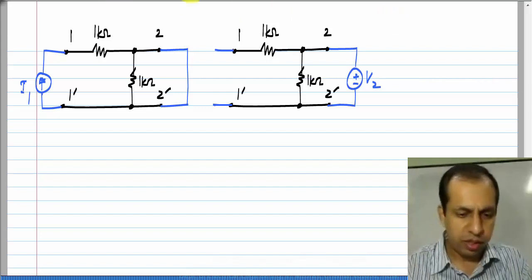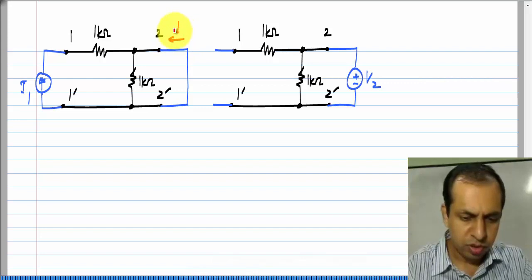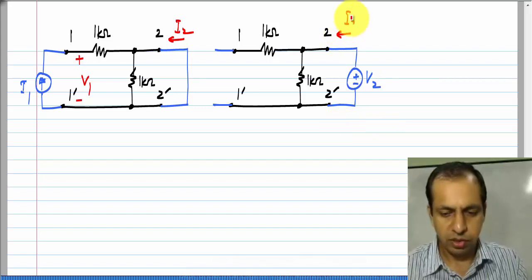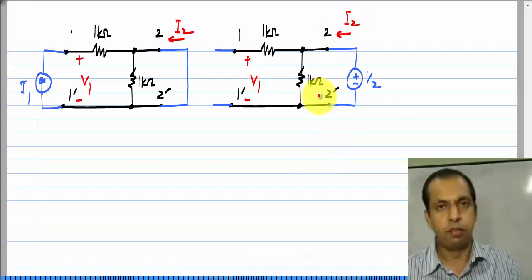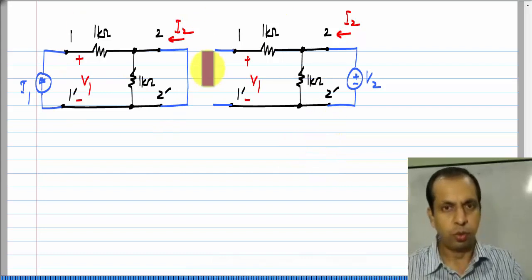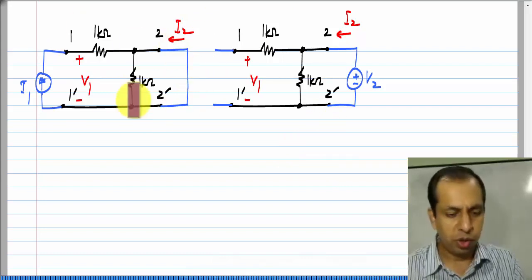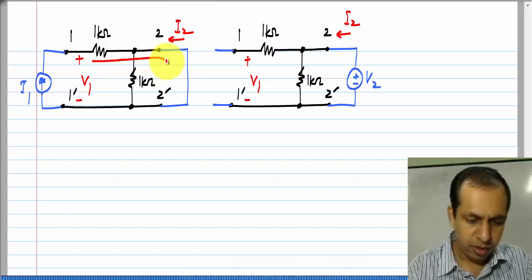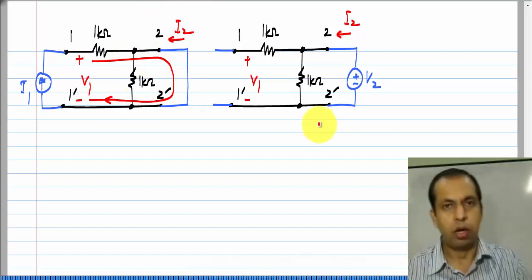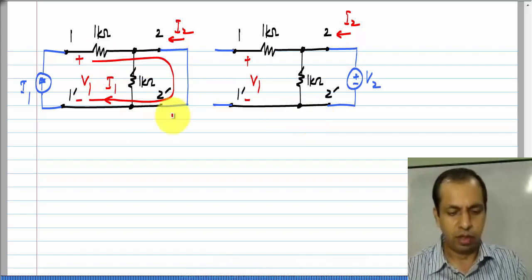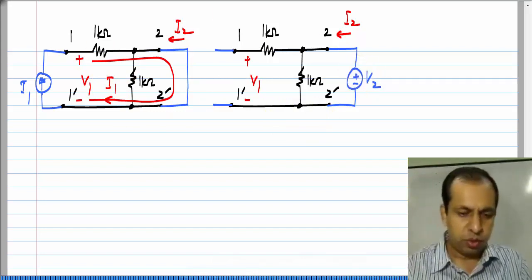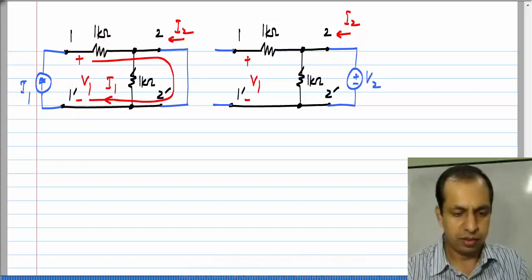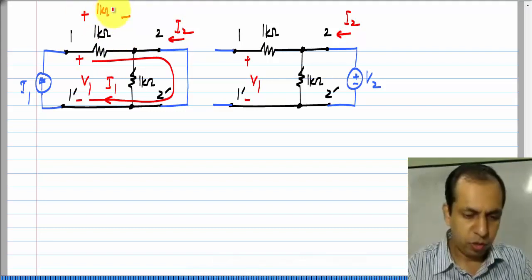So, now what I need to evaluate in this are I 2 in this direction and V 1, the same for both circuits. So, let us take the first circuit over here. This short circuit across port 2 is shorting out this 1 kilo ohm resistor. So, no current flows through this 1 kilo ohm, and all of I 1 flows in that direction. So, this V 1 is nothing but the voltage drop across this 1 kilo ohm resistor, which is 1 kilo ohm times I 1.